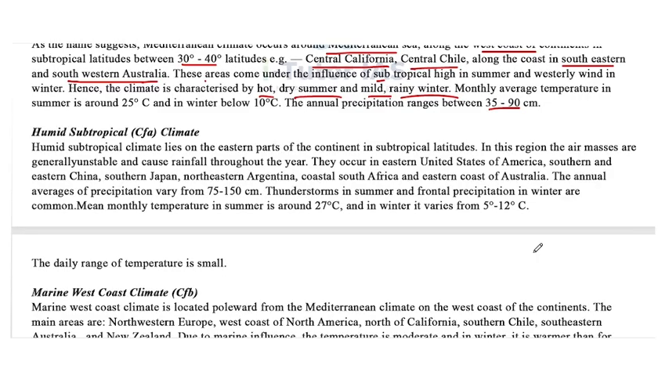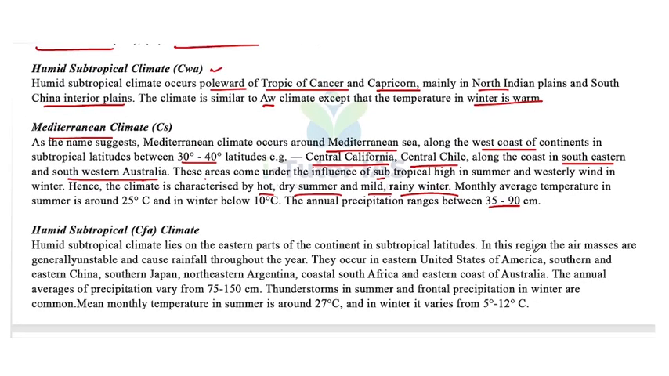Now, humid subtropical climate. Humid subtropical climate lies on the eastern part of the continent in subtropical latitudes. In this region, the air masses are generally unstable and cause rainfall throughout the year.